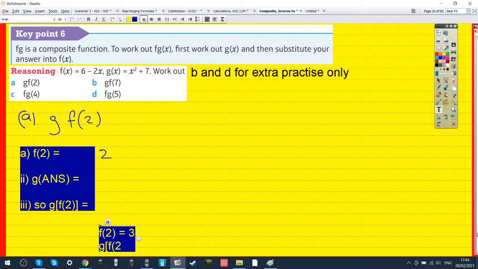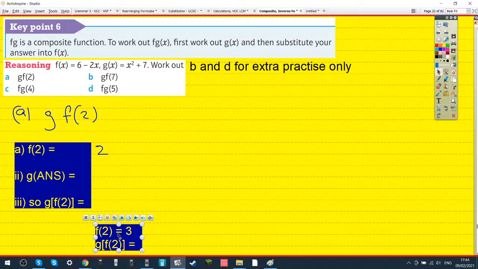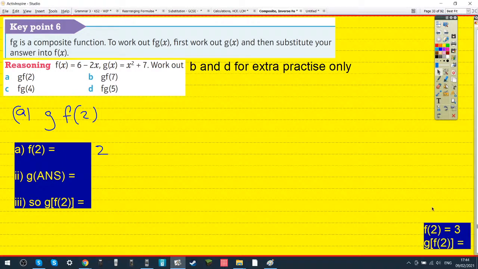Then we need to do the next one. So 6 minus 2 times 4. I believe it's 6 minus 2 times your answer. And your answer was 23? Yeah. 6 minus 2 times 23, so it's minus 40. Well done.